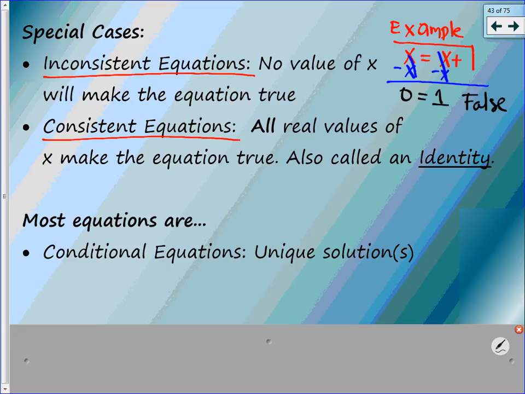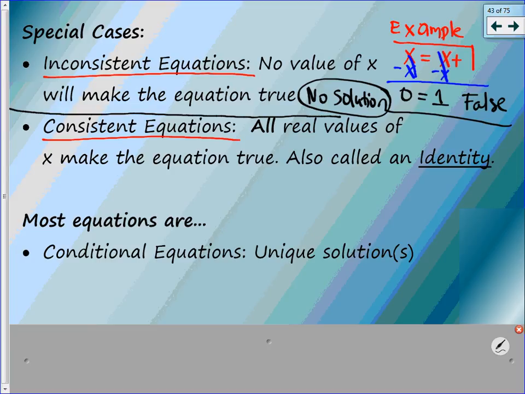If your variables cancel, you are going to get either an inconsistent or a consistent equation. If it's false, that means you have an inconsistent equation, and that means there is no solution. And here's my example of that right here. So these special cases happen when the variables cancel.